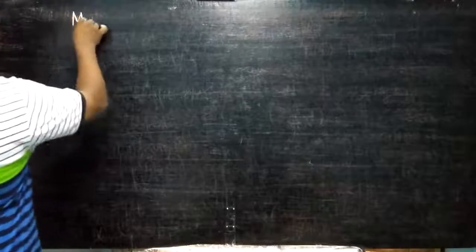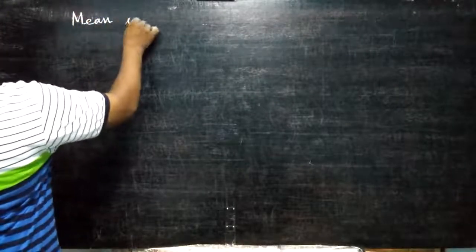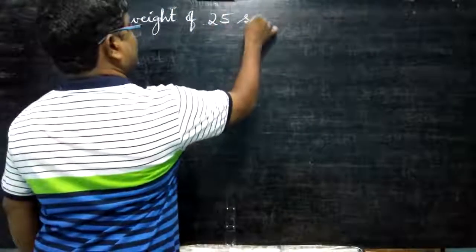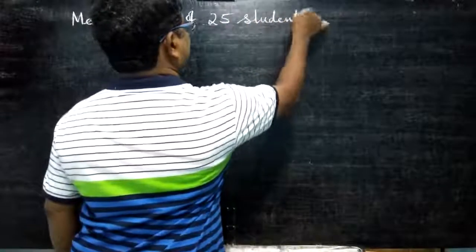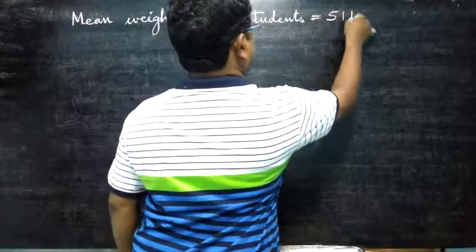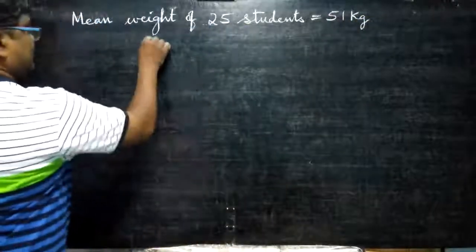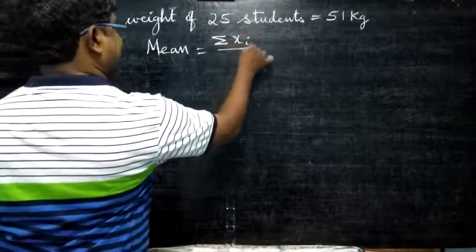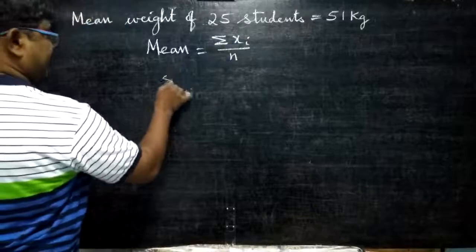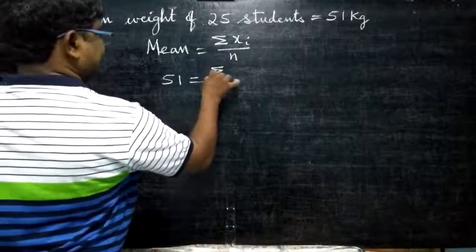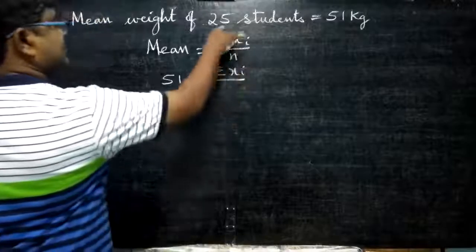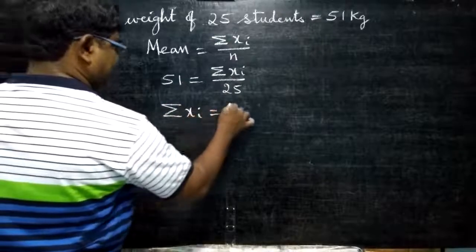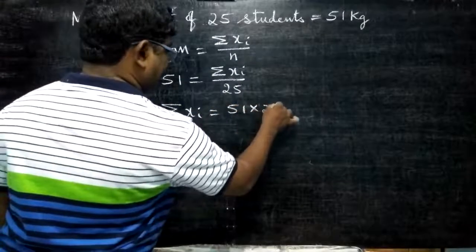Next they have given the mean weight of 25 students. How much have they given? 51 kgs. We know the formula for mean. Mean is equal to sigma xi by n. Mean they have given is 51, and the number of students here is 25. So sigma xi is equal to 51 into 25.